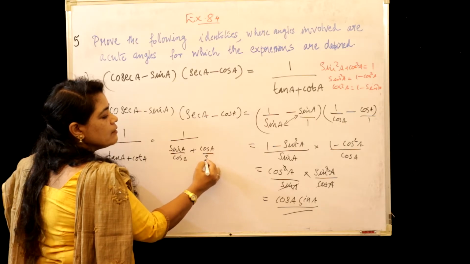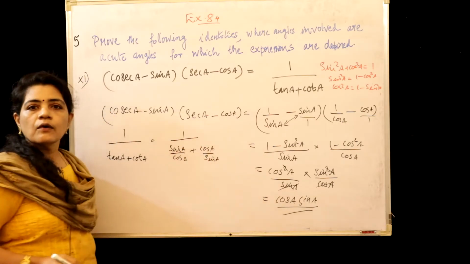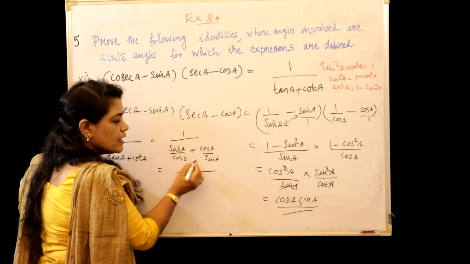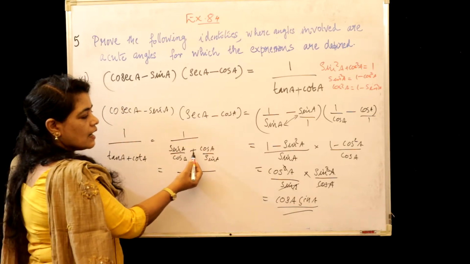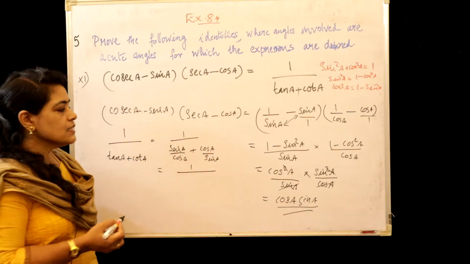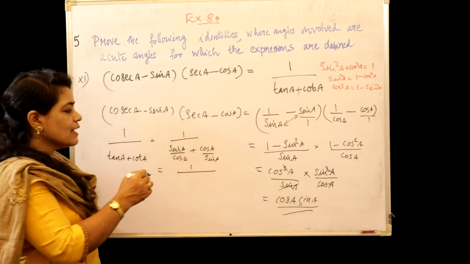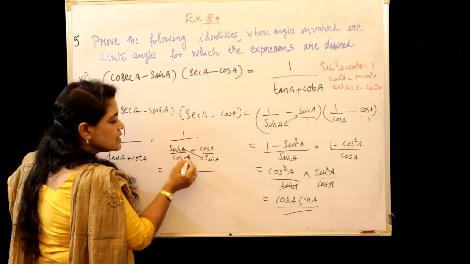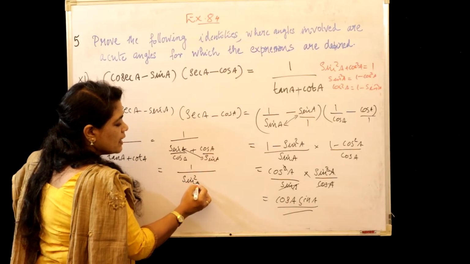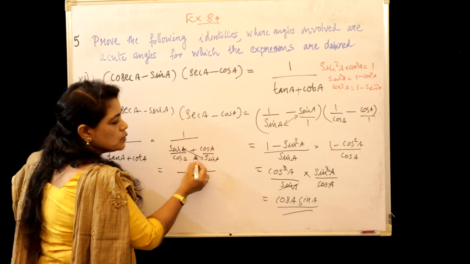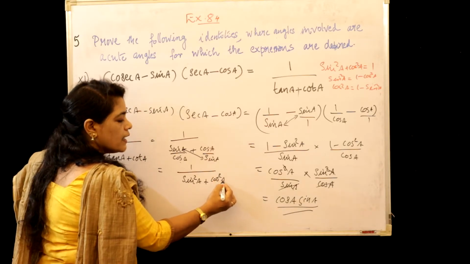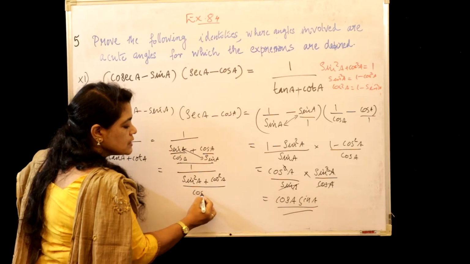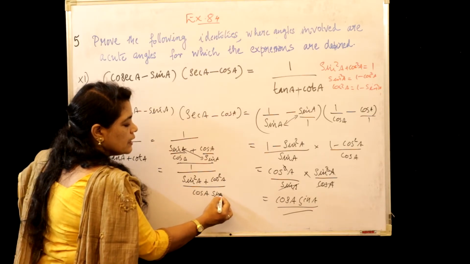cot A is cos A divided by sin A. In the denominator there are 2 fractions, so we can cross multiply because they are connected under plus sign. If it is multiplication, you could have cancelled, but being connected by plus or minus, you have to cross multiply. So sin A into sin A, sin square A, plus cos A into cos A, cos square A, whole divided by the product of the denominators cos A into sin A.